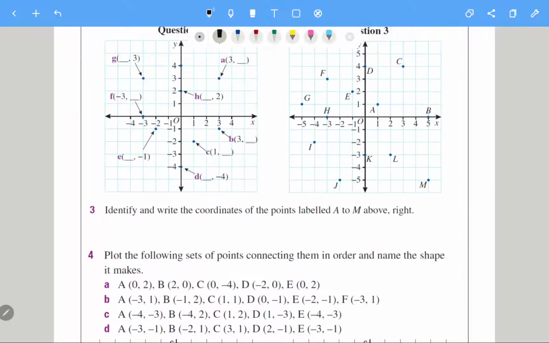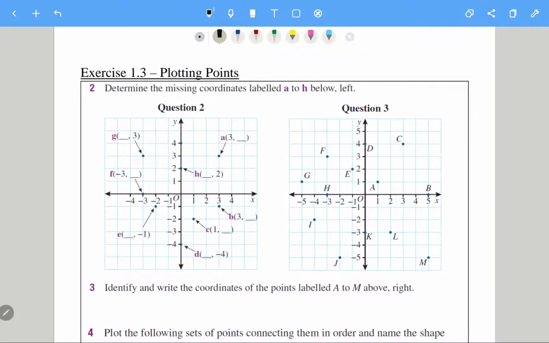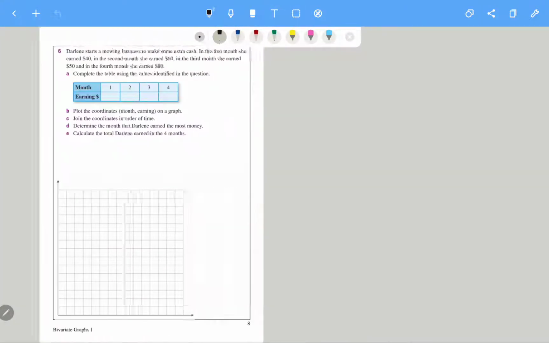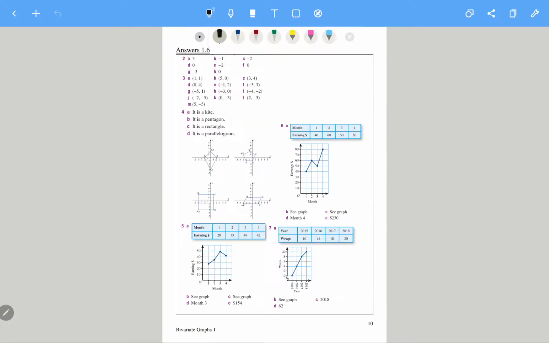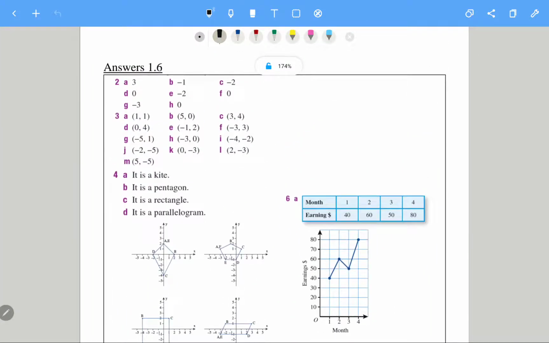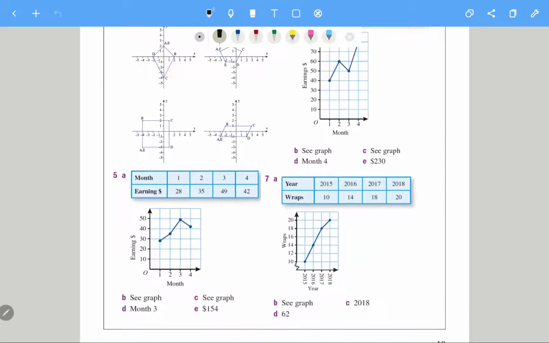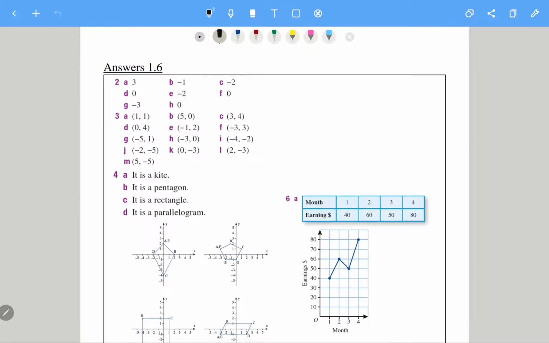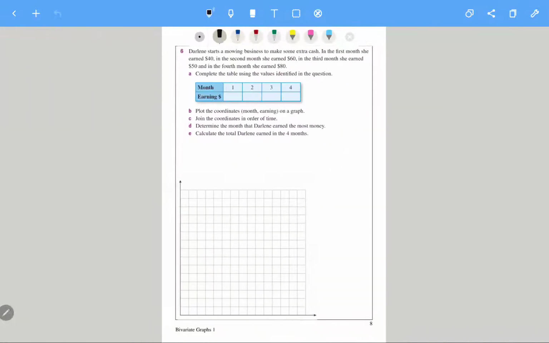Alrighty, if you're looking for answers for these ones, do not wait for me. There are answers at the back of each chapter. So if you scroll to the back of each chapter, you can see that there are chapter 1 answers. Alrighty? And every question that is in this chapter will have answers right there. There won't be worked solutions, but they will be sitting there.